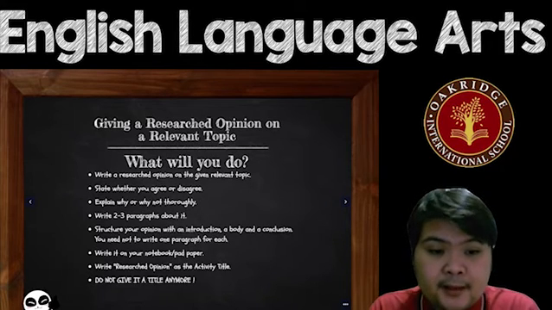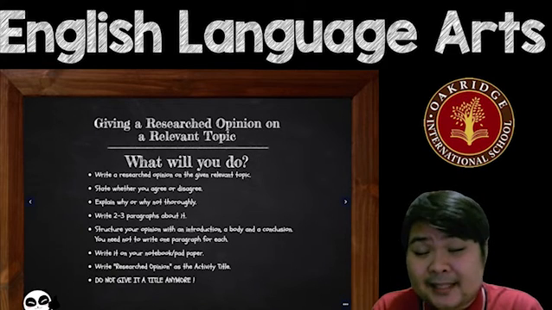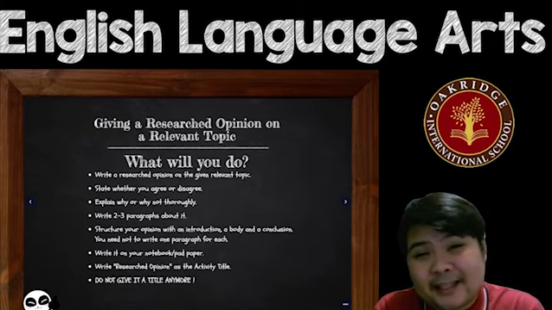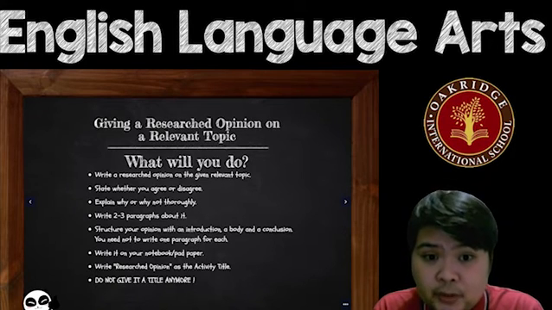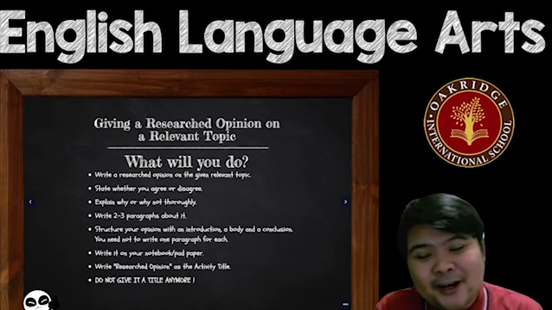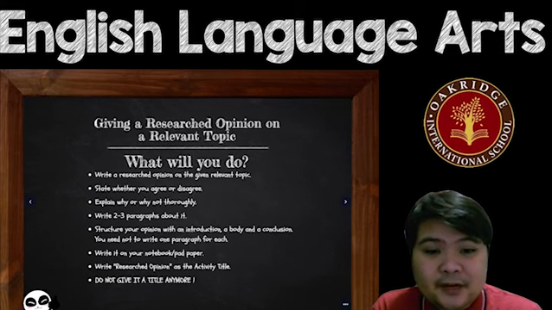Alright? Okay? Write it in your notebook or pad paper. Write researched opinion as the activity title, and do not give it a title anymore. No need. Right? Just go straight to your paragraphs. Okay? And then, of course, submit it online in Schoology. Alright? And basically, that ends your lesson for your write-up, giving a research opinion on a relevant topic.